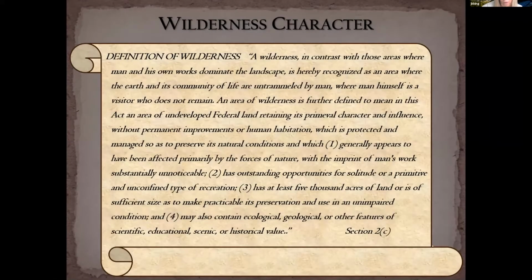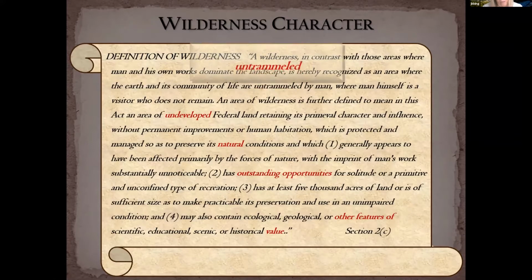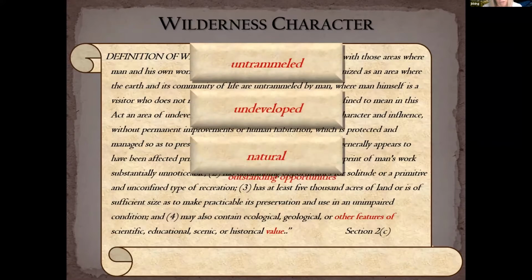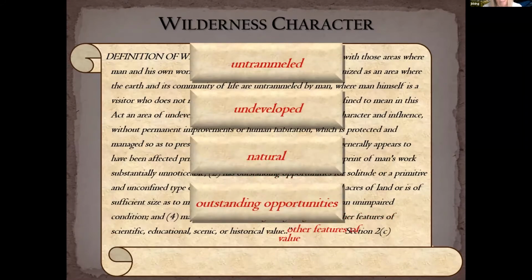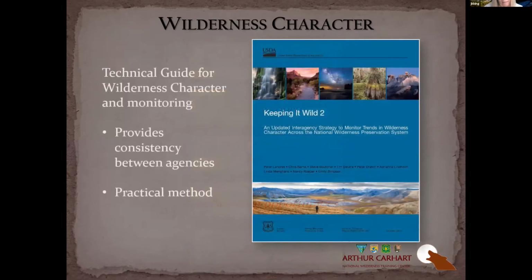So once again, wilderness is defined in the Wilderness Act, and I want to pull out a few words here that you might be familiar with. So these are the 5 qualities of wilderness. We have untrammeled, undeveloped, natural, outstanding opportunities, and other features of value. And so we recognize those as 5 areas where wilderness character needs to be looked at.